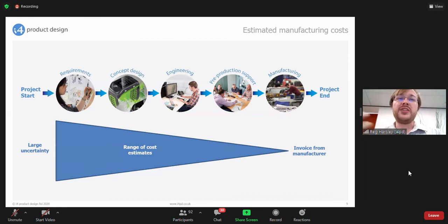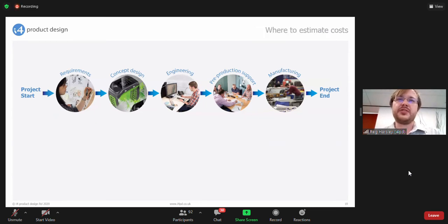We also have a range of estimates that happen throughout the lifetime of a project. You might have a very wide idea of how much a product is going to cost when you first start it, but it's not really until the product actually comes off the production line and you get that invoice from the manufacturer that you know exactly how much it's going to cost.